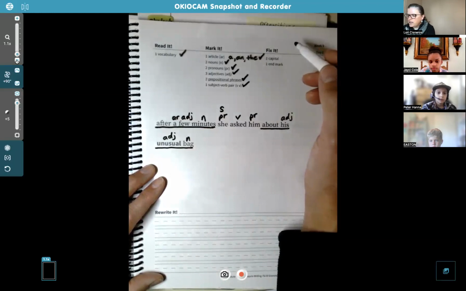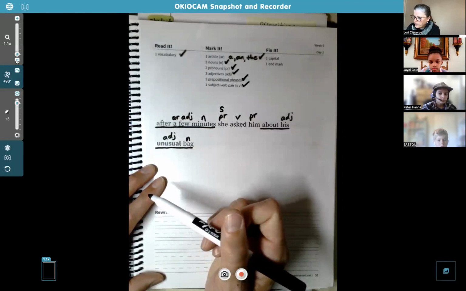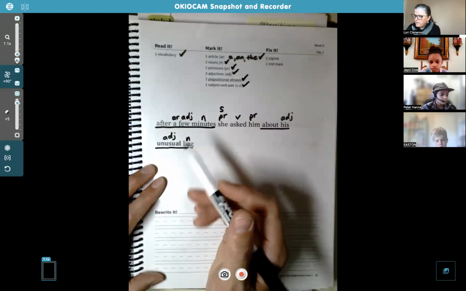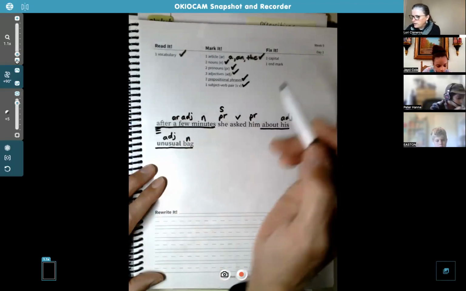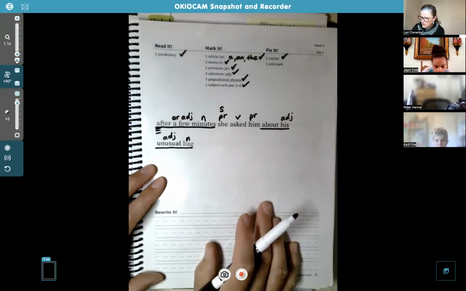How about Easton? What word should I make capital here? The first one. First word after, good. And then Easton, what about the end mark? What should we put at the end?